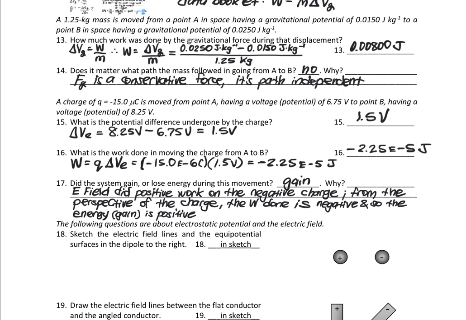So did the system gain or lose energy during the movement? Well, the work was negative, so the energy was a gain. It was positive. And so that field did positive work on the negative charge, but from the perspective of the charge, work was done on it. So that would be negative work, and so the energy gain is positive.